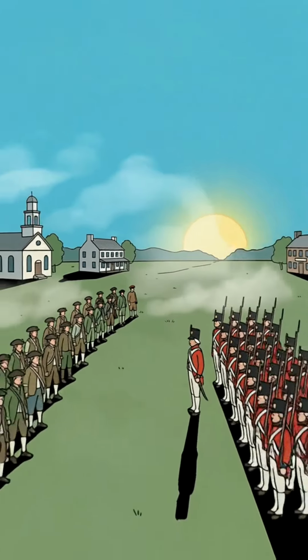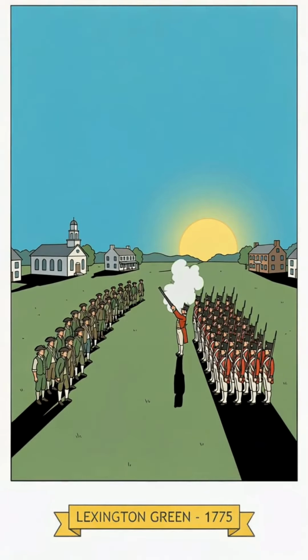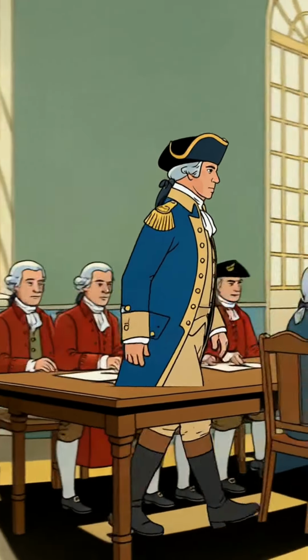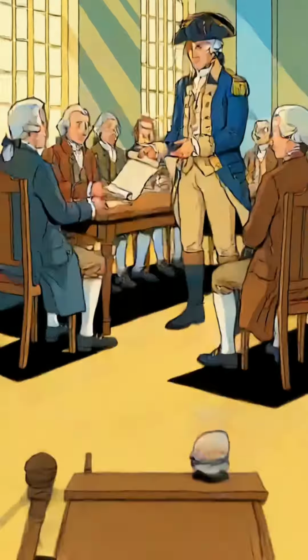The conflict officially began on April 19th, 1775, with the battles of Lexington and Concord. The Second Continental Congress, acting as a provisional government, established the Continental Army and appointed George Washington as its commander-in-chief.